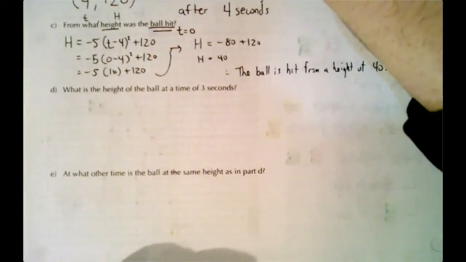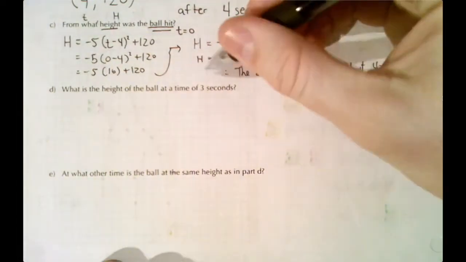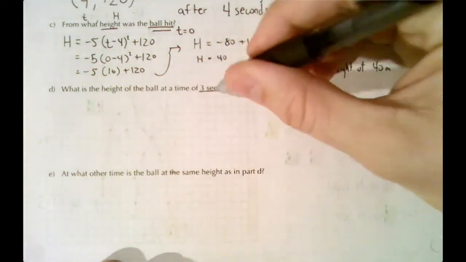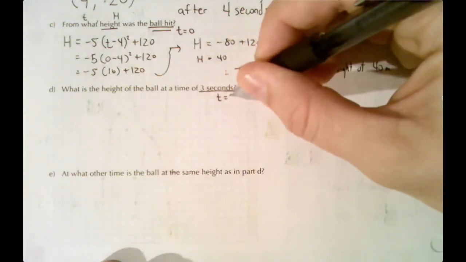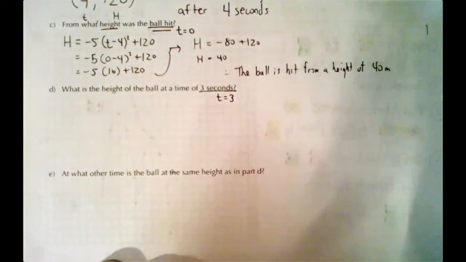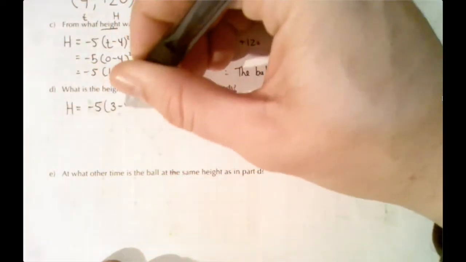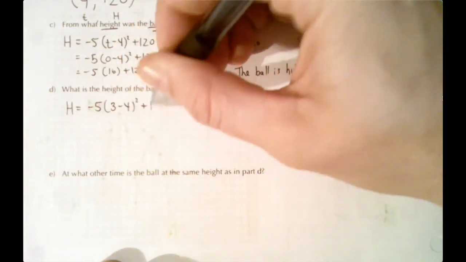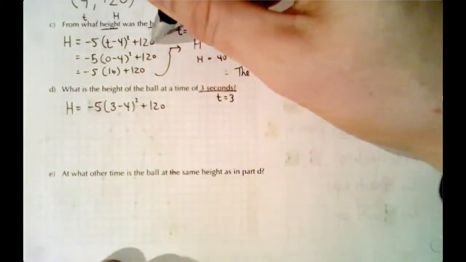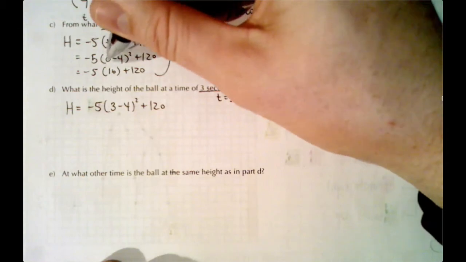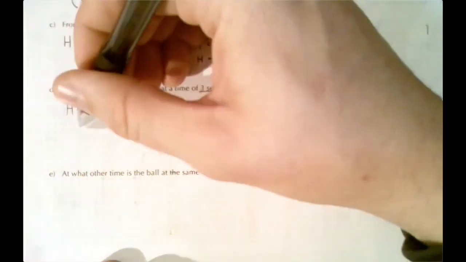D says, what's the height at 3 seconds? Well, we would do that in a very similar manner. Height at 3 seconds, that's time is 3. We just use the equation again. -5, 3 for time this time. Using the same equation we did right here, but instead of 0, we put in 3.